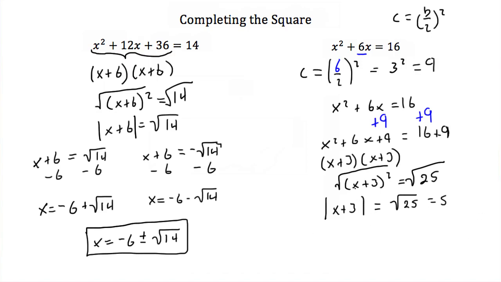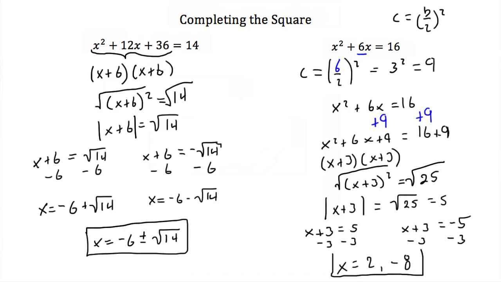Now if we drop the absolute value, we'd end up with an x plus 3 is equal to 5 and an x plus 3 is equal to negative 5. If we subtract 3 from both sides on both equations, we get x is equal to 2 and x is equal to negative 8. So our solutions then are 2 and negative 8.